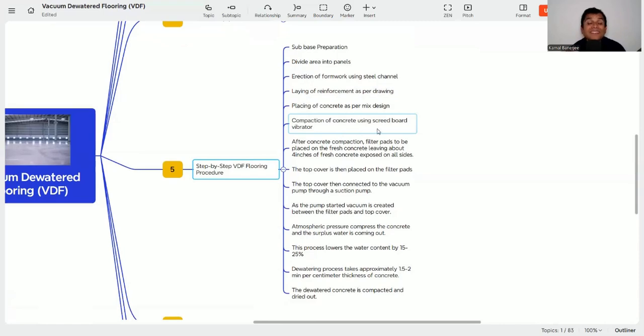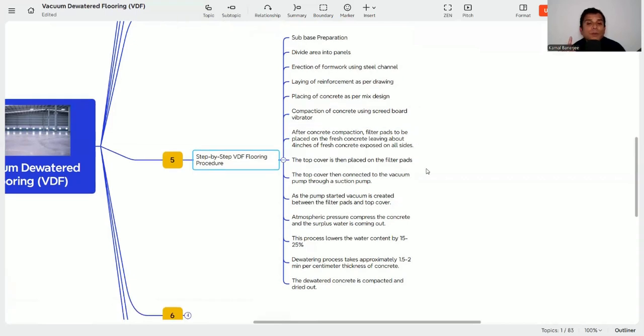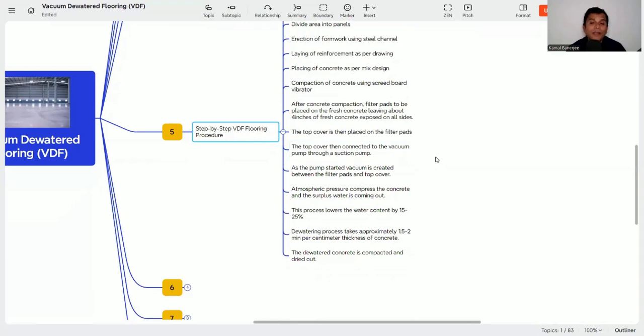After concrete compaction, filter pads are to be placed on the fresh concrete leveling, leaving about 4 inch of fresh concrete exposed on all sides. So after compaction by the skid board vibrator, the filter mat is placed first. Why? This filter mat prevents the removal of the fresh fine aggregate from the mix. Then the top cover is placed on the filter mats. Then the top cover is connected to the vacuum pump. So first is the filter mat, then the top cover or top mat. Then this top mat will be connected to the vacuum pump through a suction pipe.